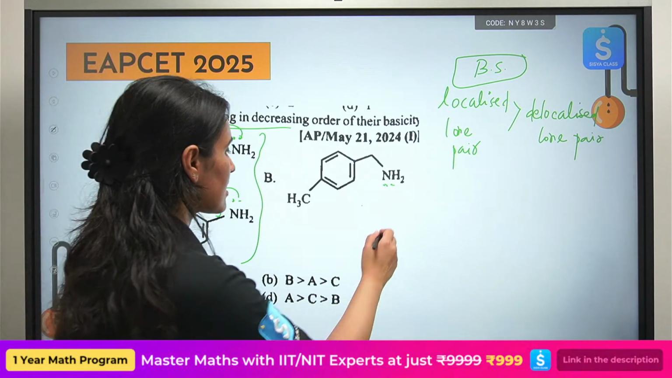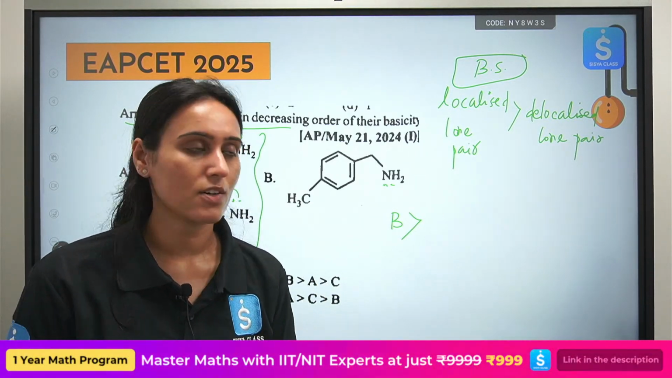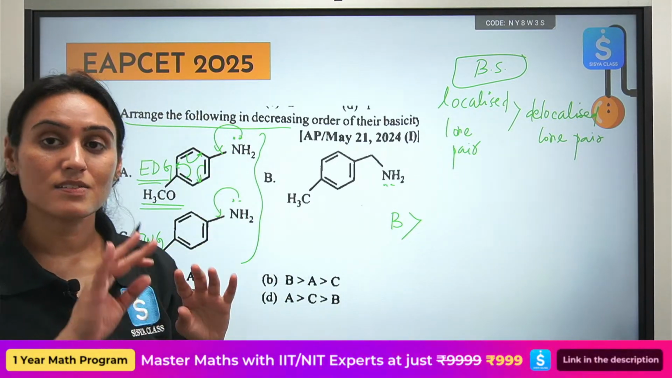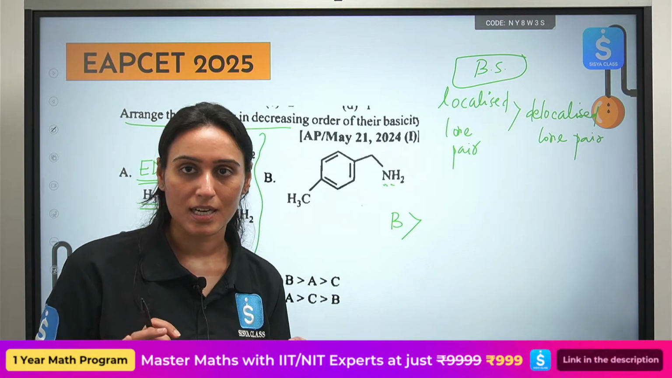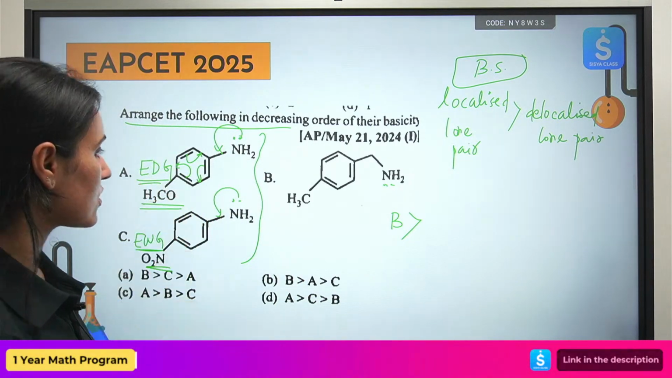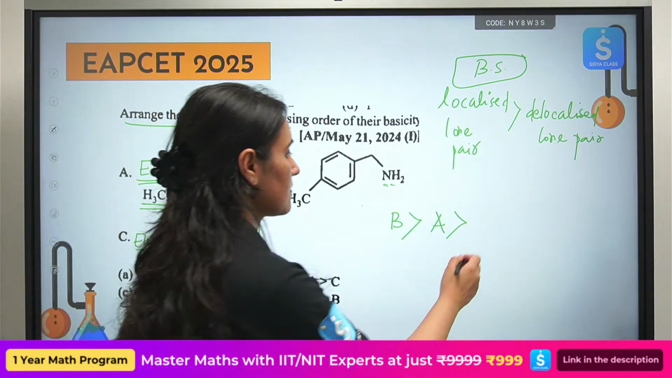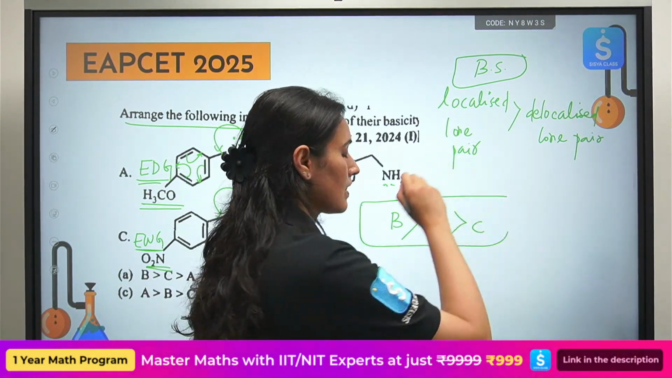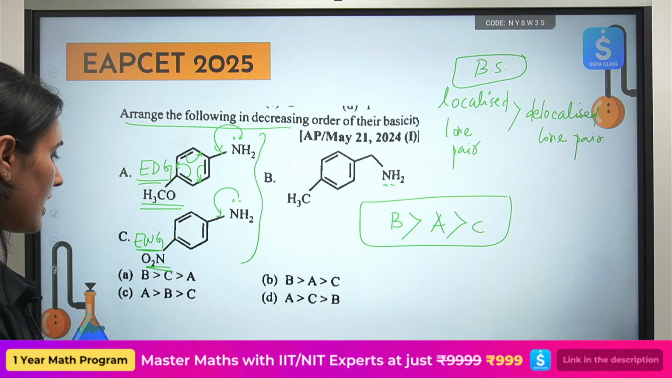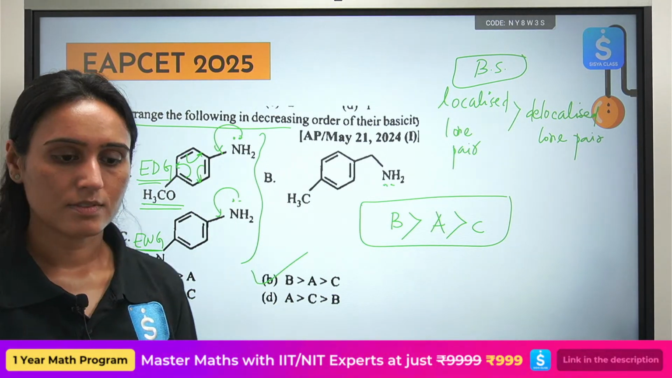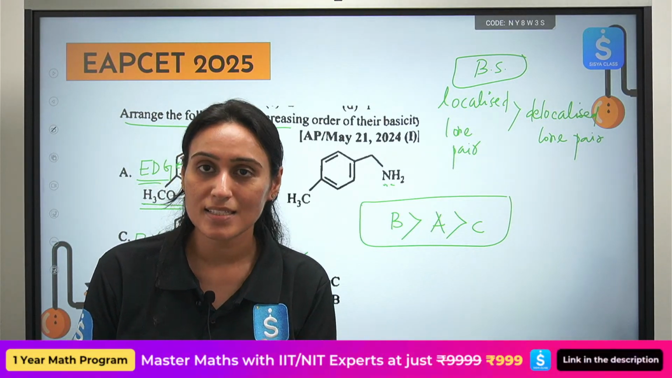So this one is most basic because here we have a localized lone pair of electrons. In these two cases, there is delocalization. How did we compare between the two? By seeing what type of group is attached. So this one had electron donating group, higher basic strength, then option C. This will be the correct answer and you are done. BAC, option B.